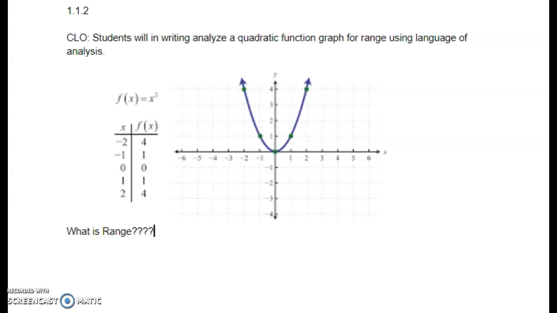Alright, welcome to 1.1.2, where the CLO says that students will in writing analyze a quadratic function graph for range using language of analysis. So in this time we're going to just talk about range. We previously have talked about domain, but now we're going to talk about range. Now range is very similar to a domain, except for it's the one weird thing where we actually are going to read this on the y-axis.